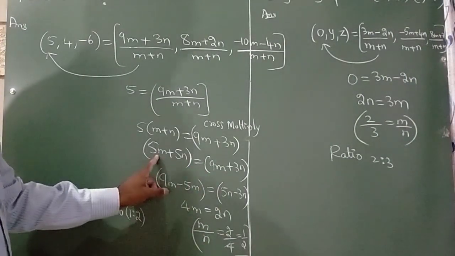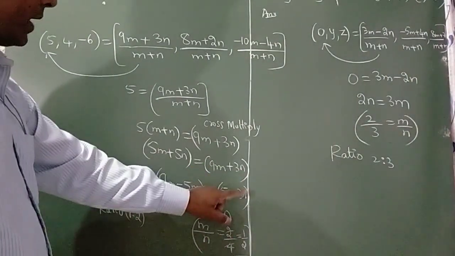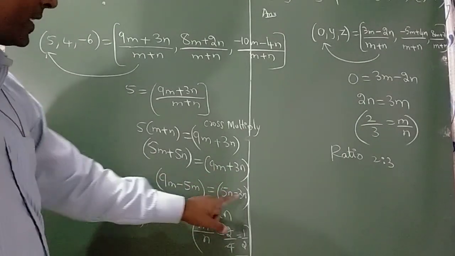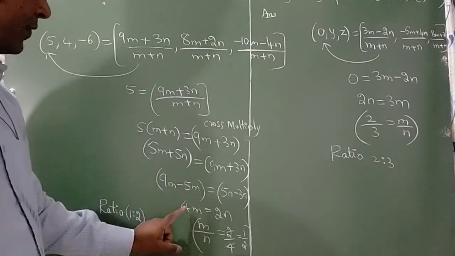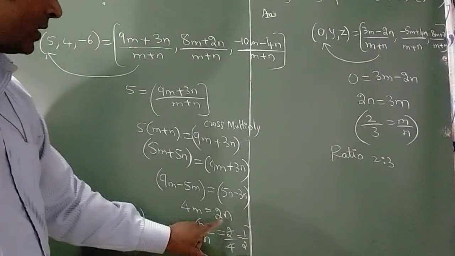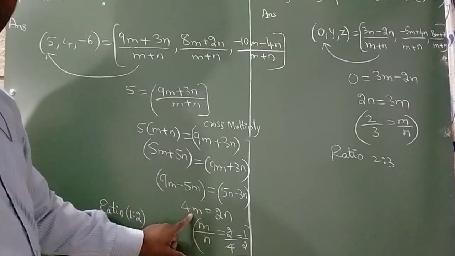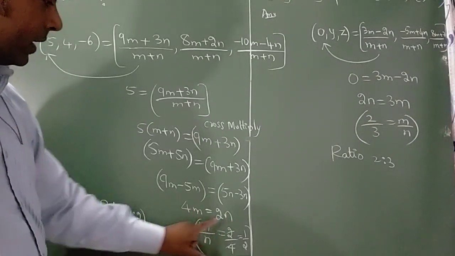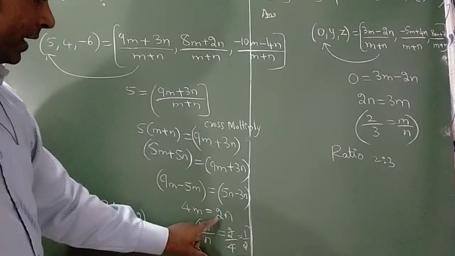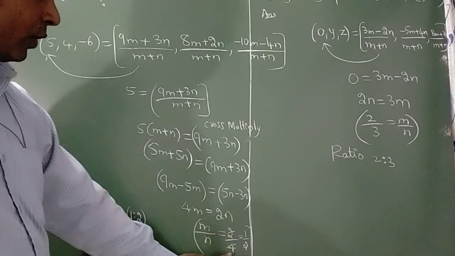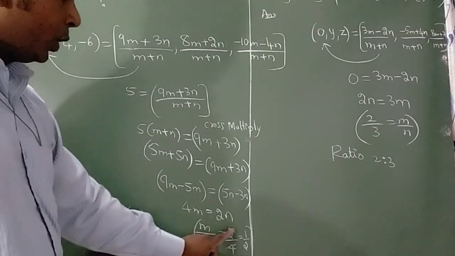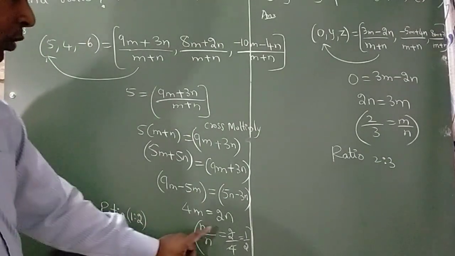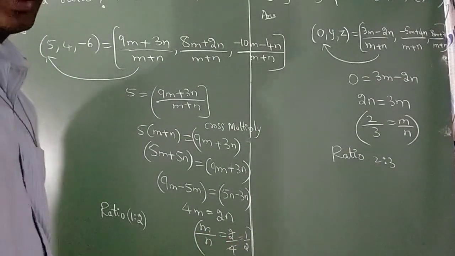Now take this 5m to the right hand side, it will become minus 5m, and 3n on the left hand side, it will become minus. So 9 minus 5 is 4, 5 minus 3 is 2. m should be on one side, n should be on one side. Now m I have kept here, this n I have brought here, and 2 I have kept here, this 4 I have taken to the denominator. 2 1s are, 2 2s are. So what will be the ratio? It is 1 is to 2. m by n is 1 by 2.